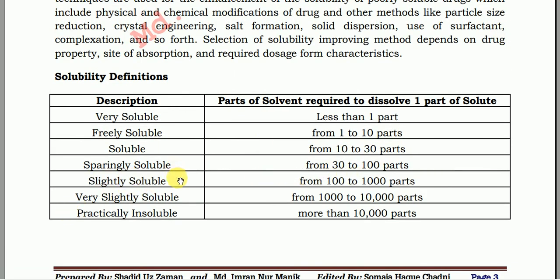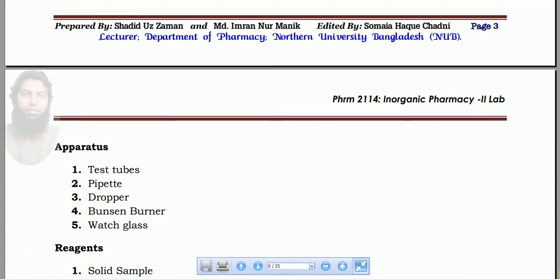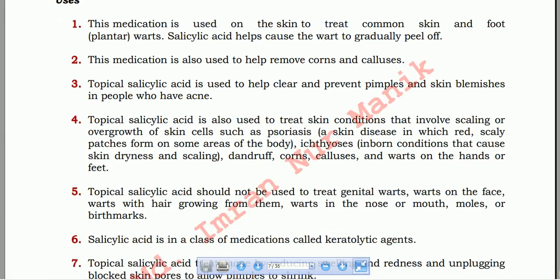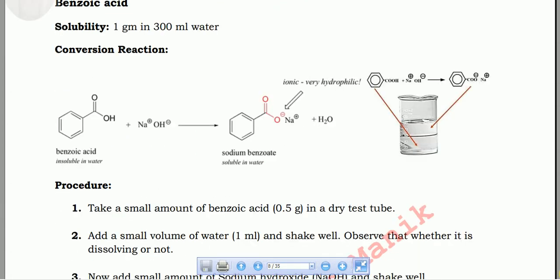Whenever 1 part of solute requires an amount of solvent between 100 to 1000 parts, it is regarded as slightly soluble. So if we administer benzoic acid, which is also a painkiller type of drug, 1 gram will require 300 ml of water to dissolve. It is very time consuming, and that amount of water is not present in the stomach, so the amount of drug entering the systemic circulation will be very low.